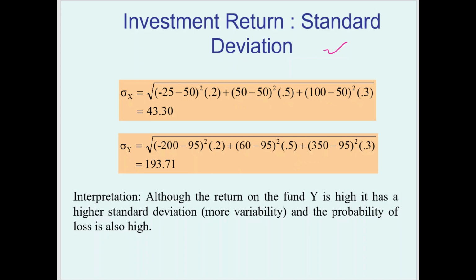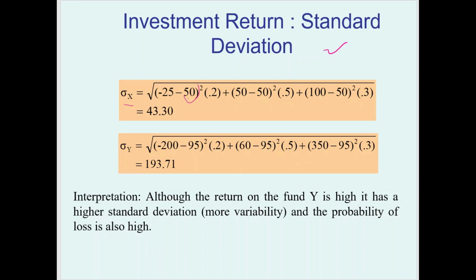Okay, as I've explained, standard deviation is the square root of your variance. Okay, so what do we put here? We put your X because this is for fund X, right? So negative 25. This is the first X for fund X, minus your, what is here? This is your expectation or your mean for this fund X. Just now you already got 50, right? So negative 25 minus 50 squared.